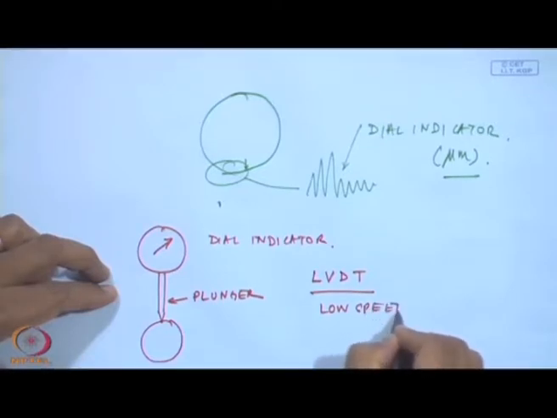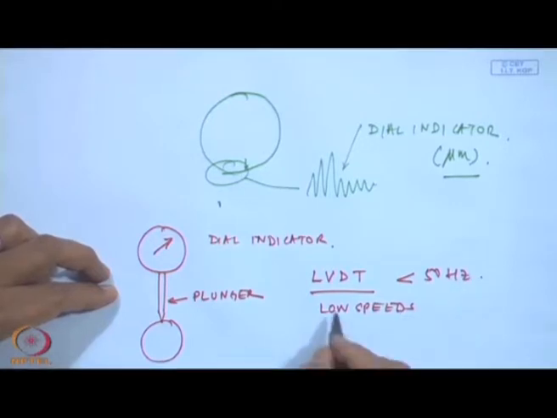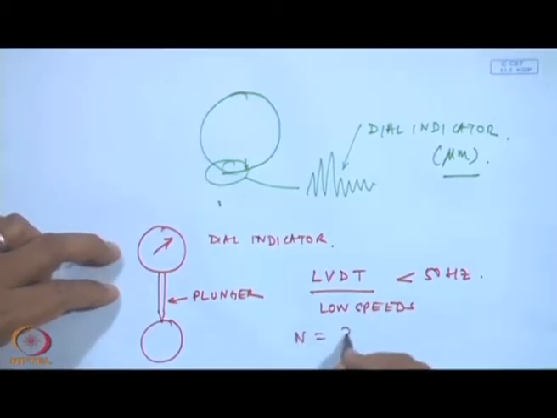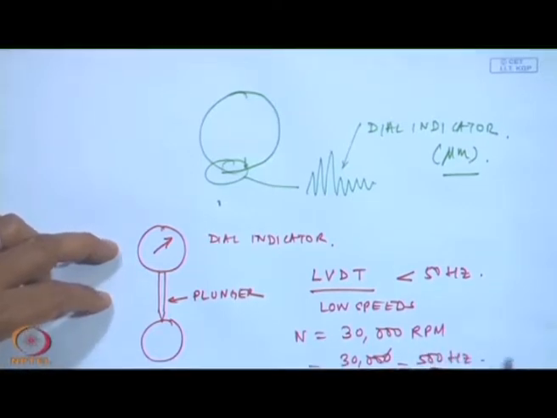In fact, LVDTs are good for less than 50 hertz. But imagine I want to monitor the vibrations of a gas turbine. A gas turbine could be running at close to 30,000 RPM. So, 30,000 RPM divided by 60 is about 500 hertz. And that will be the fundamental frequency.